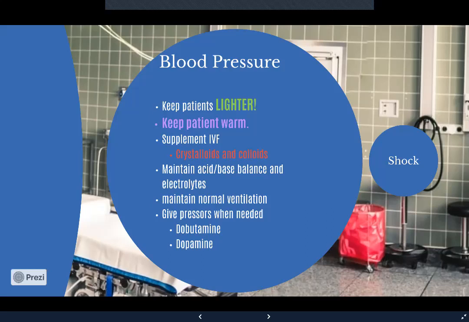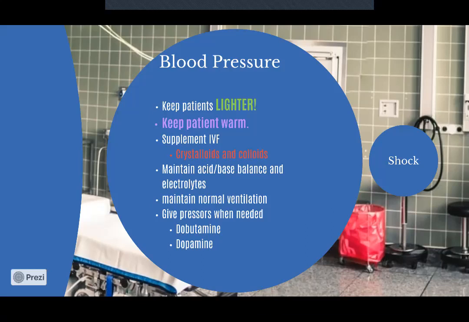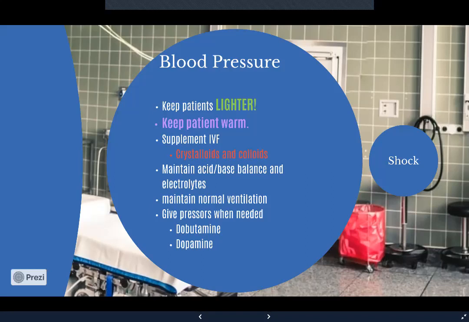Supplement IV fluids, right? So they should all be receiving crystalloids under anesthesia, every single patient, including neuters or cat neuters of some sort. Put them on IV fluids prior to surgery if needed. If they need colloids even throughout surgery, then do that as well, depending on the surgery. Maintaining acid-base balance and electrolytes, checking those if needed, is really important. And maintain normal ventilation by giving breaths as needed, giving a breath to them every 5 minutes to prevent atelectasis is important. And then, of course, giving a pressor when needed.